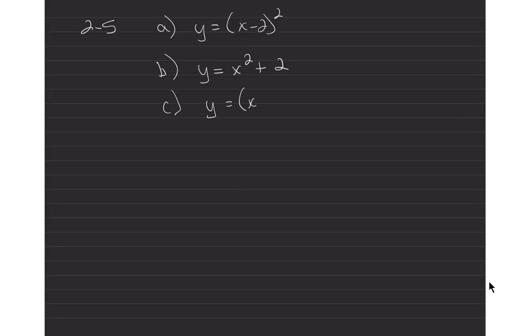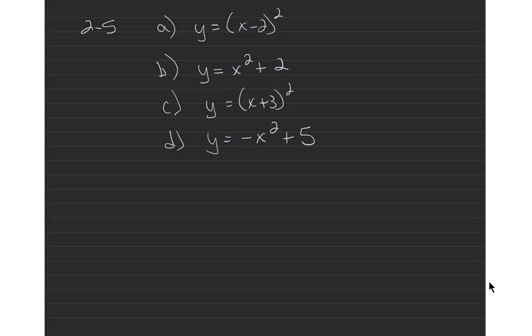So for like 2-5, A is putting in y equals x minus 2 squared. B is y equals x squared plus 2. C is y equals x plus 3 squared. And D is like y equals negative x squared plus 5.